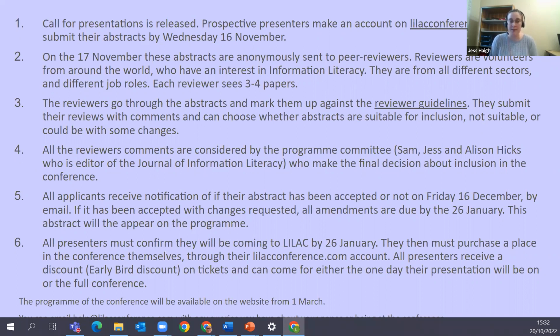They can come for the one day that their presentation will be in the conference, or they can come for the whole conference. It's completely up to them. All of their papers will be presented in real time. So we're not doing online papers this year. And if you have a poster presentation, so one of the options for presentations is to submit it as a poster, then you will have to print the poster and bring that poster yourself to the conference.